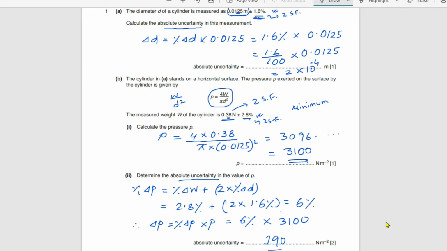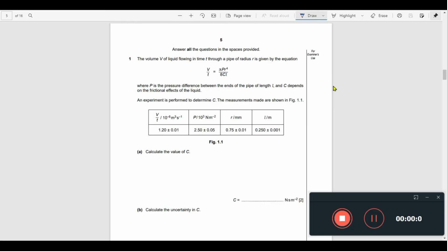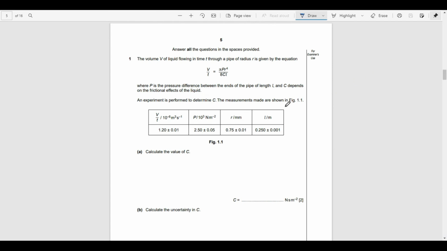So here we go to another question. This question is a little old question, but it will have all the categories that we really should focus on. It is a question from summer 2012. So you see the expression here is given, and we are asked to find out the value of C. So we are just substituting all the data here.